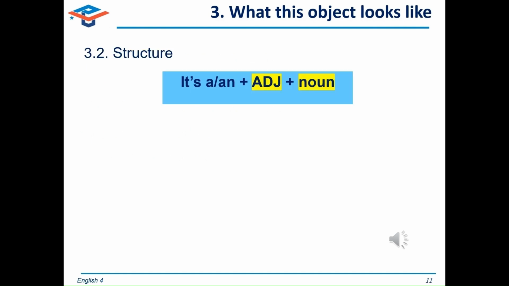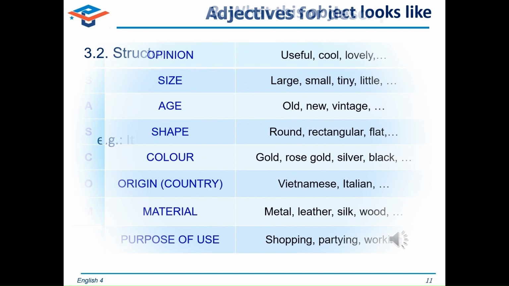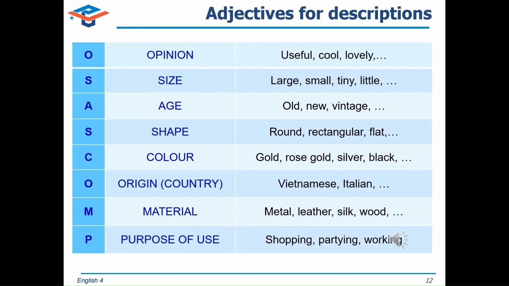And the structure is "a" or "an" followed by a noun phrase with a noun modified by an adjective can be used to describe the object. For example, it's a lovely purse. We have different adjectives to describe the object. When stating your opinion, you may have adjectives like useful, cool, lovely.